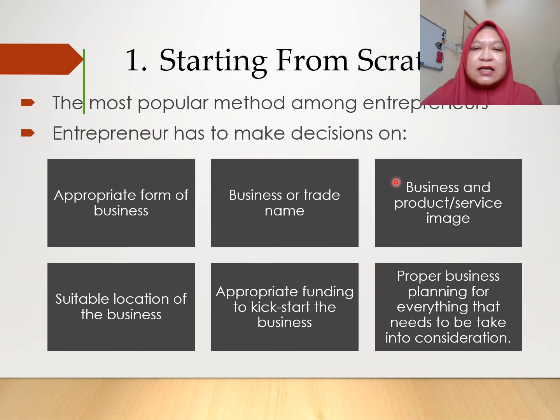Let's start with starting from scratch. Starting from scratch means that you start from zero, the most popular method among entrepreneurs. When you start from zero, everything you do on your own. You can form the appropriate form of business, set the business name on your own, decide the business and product or service image, choose the location of your business, arrange the appropriate funding to start the business, and also have proper business planning for everything. Meaning that you have to do everything on your own.